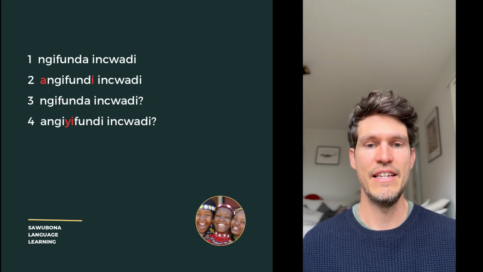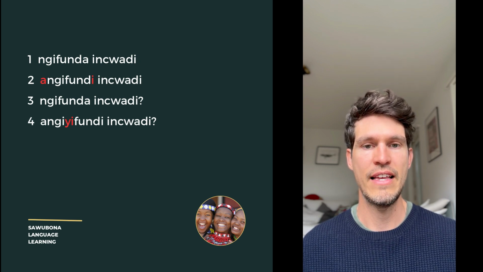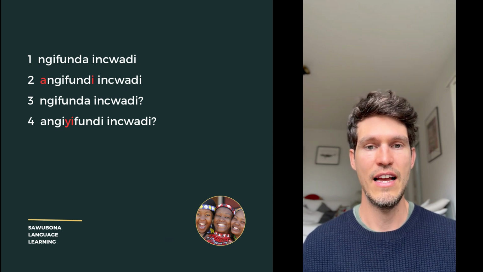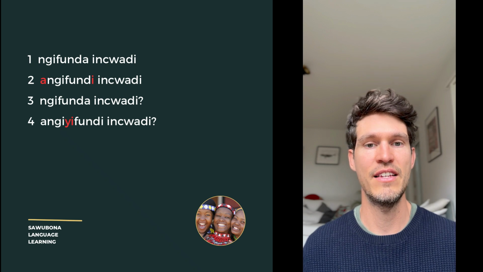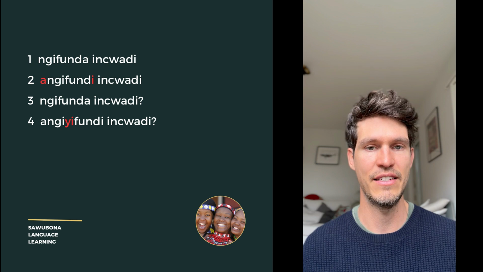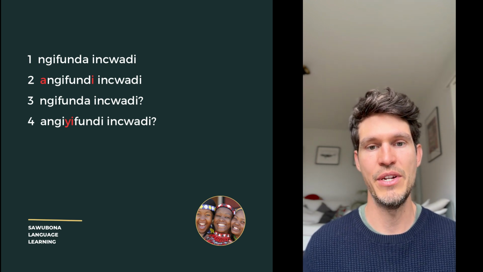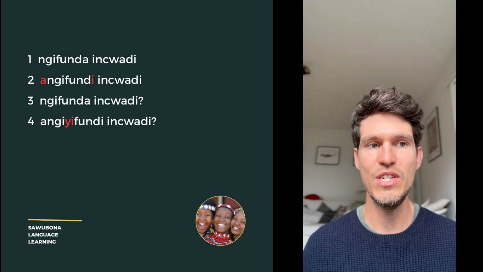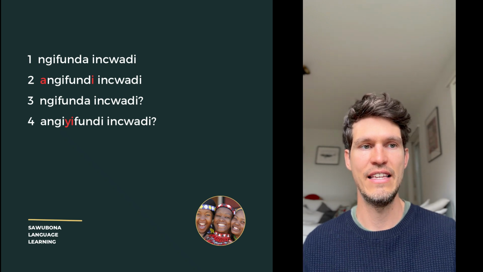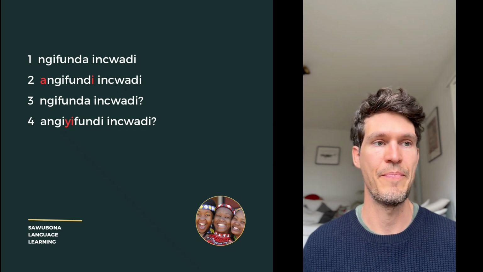Our next step is to simply adjust the phrases to be able to say them in four different moods. I call these moods. It's basically the positive as well as the negated version of that sentence, and then a question in the positive and a question in the negated version. So for instance, we would get ngifunda incwadi, I am reading a book. Angifundi incwadi, I am not reading a book. Notice the a and the i is how you negate the present tense in the first person.